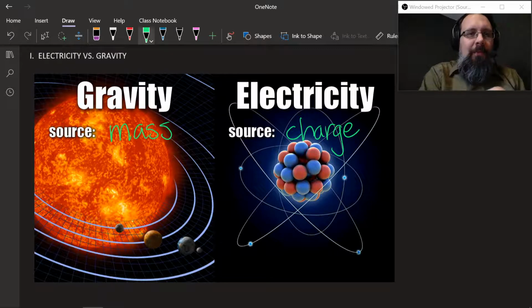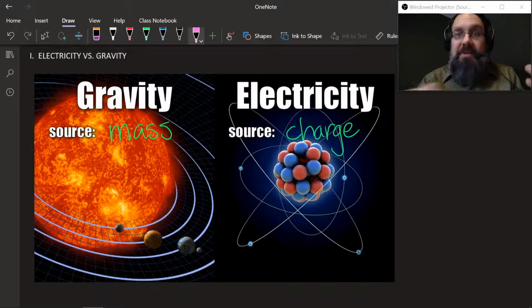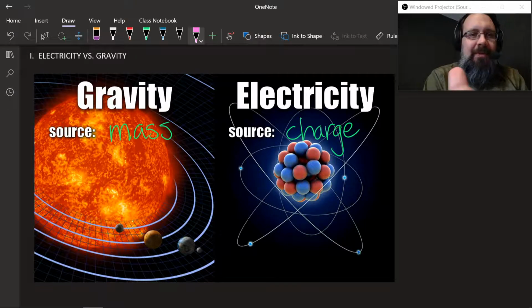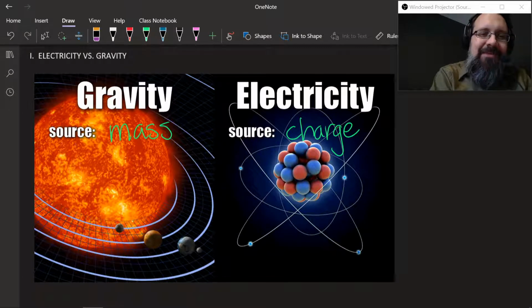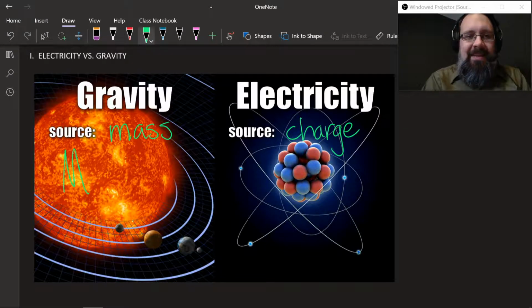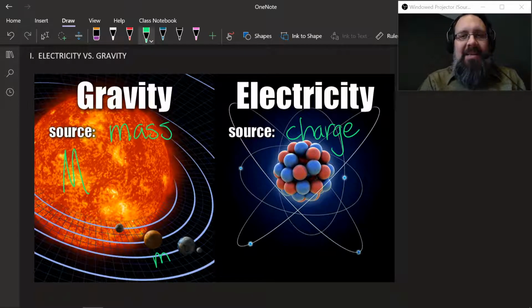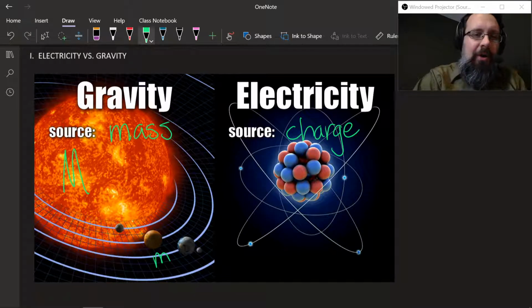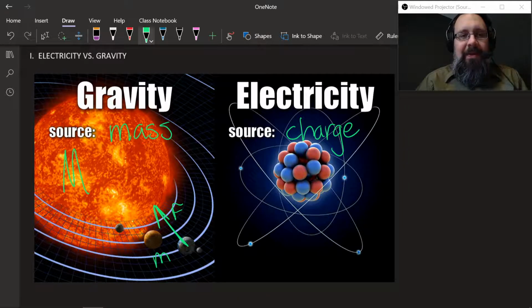What we can see here is that we have planets going around the sun. The sun has mass. I'll call that big M. The sun has a big mass, and the planets have a little mass. So there's the Earth. The mass of the sun is going to exert a gravitational force on the Earth, and that's going to be the force that keeps the Earth in its orbit. We call that the gravitational force.